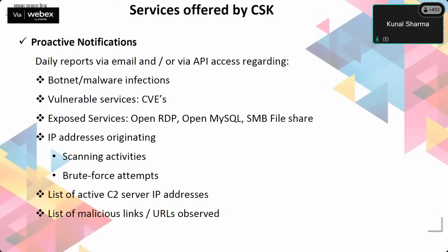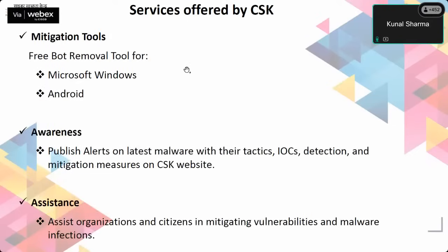In the proactive notifications, we provide the malware infections, vulnerable services, exposed services, scanning services, list of command and control server IPs, and list of malicious links. Mitigation tools we also provide for Windows and Android. Any user, citizen, or organization can download them for free from csk.gov.in and install them to disinfect the system. We also do awareness of the latest alerts and malware, and we provide assistance to organizations on how to mitigate those vulnerabilities and malware infections.